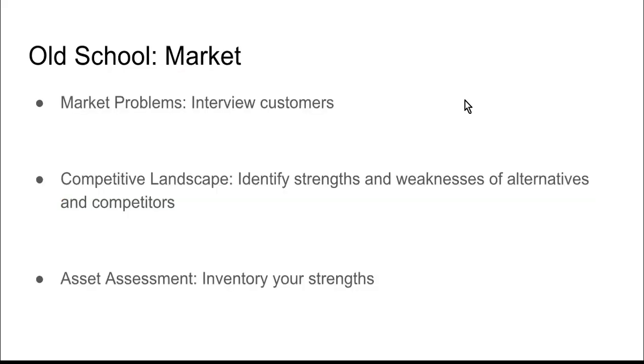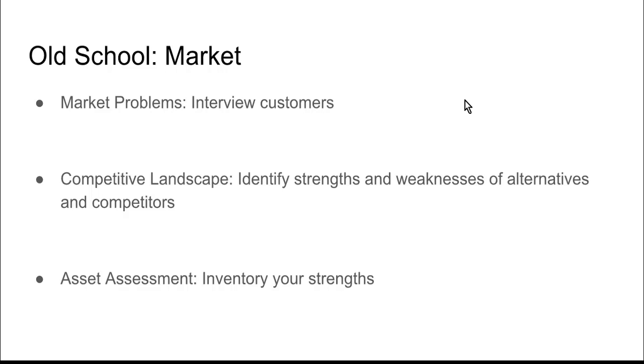So let's start off with market. Market problems: interviewing customers, often through surveys. One of the characteristics of old school is that we do a lot of talking and not a lot of prototyping or testing. In the new school world, we don't do surveys by and large, whereas in the old school world, we do lots of surveys.